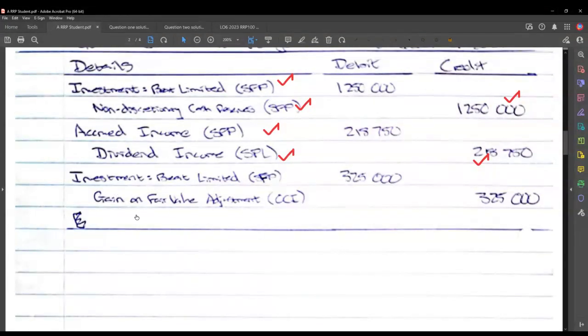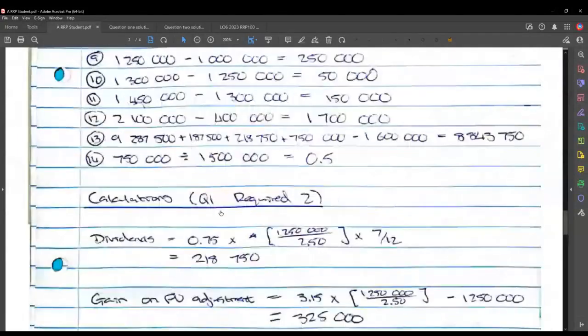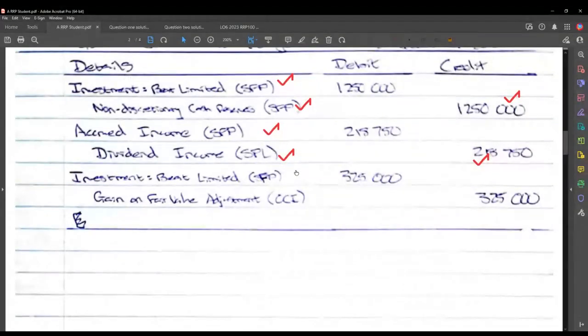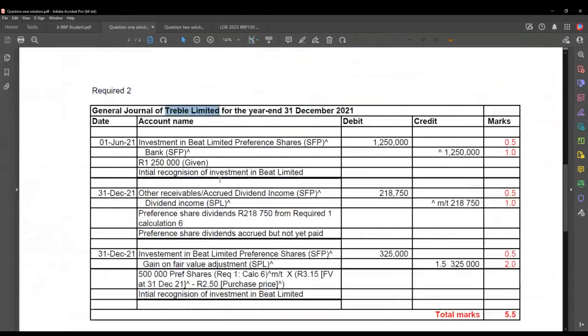The investment is then revalued at the end of the year. There's actually no calculation. I don't think so. But the amount is correct. So the student actually took a risk by not producing a calculation here. But basically, there's a movement between the purchase price, which was 2.50 Rand, to the 3.15 Rand at the end of the year, which would have given us 65 cents. We would have multiplied the 65 cents by the 500,000 preference shares. And that means that we would have gotten 325,000 in a revaluation, in a fair value adjustment.